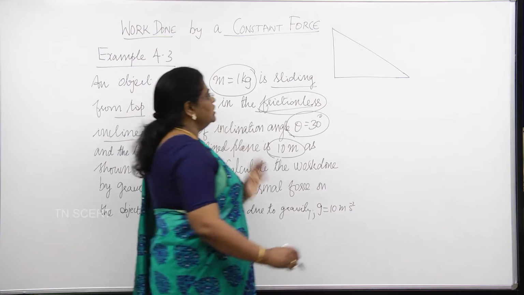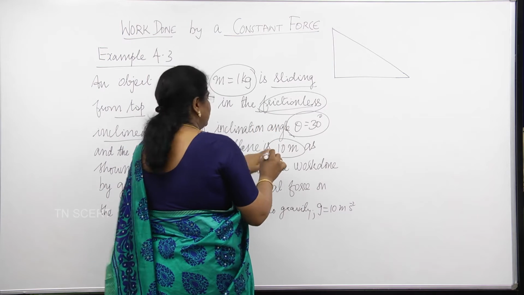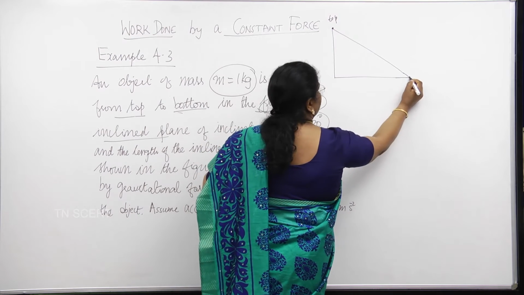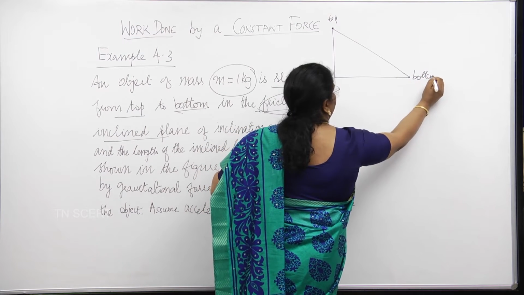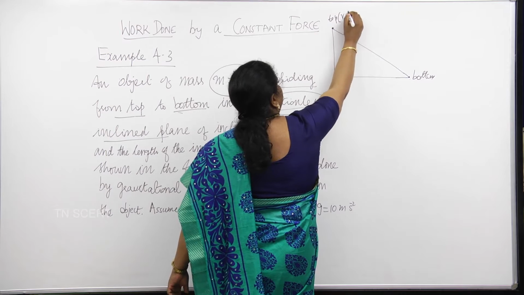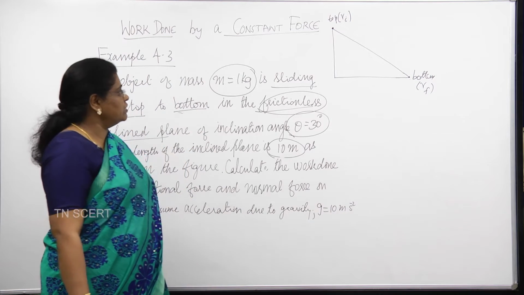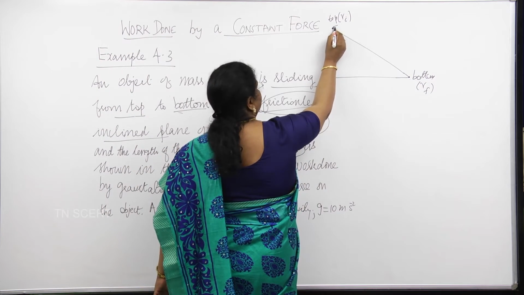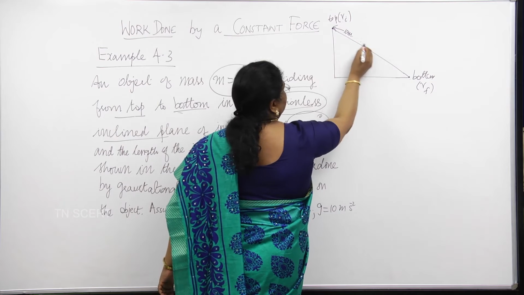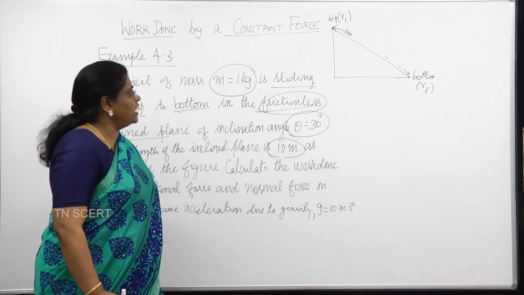We have to see this is the inclined plane. Inclined plane of length 10 meters, that means this is the top and this is the bottom. It is moving from top to bottom. So, the initial position is top and the final position is the bottom. And from here to here the distance is given to be 10 meters. And then the inclination angle is 30.